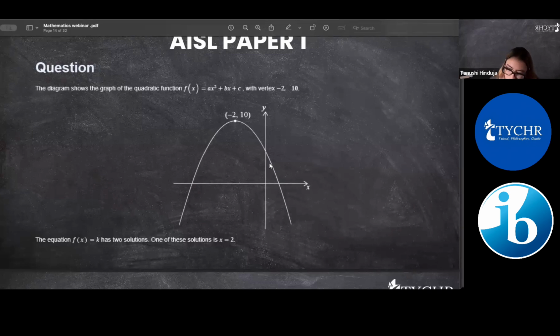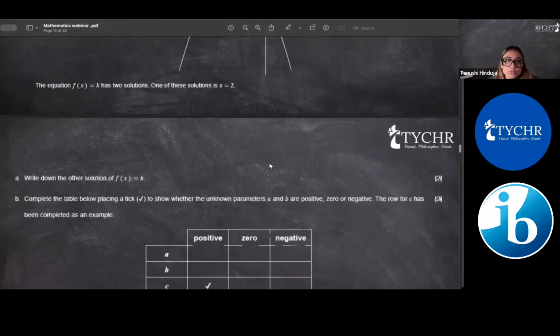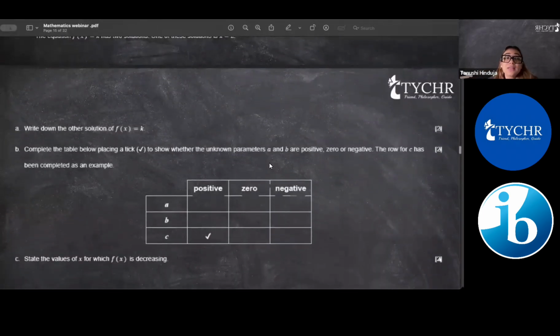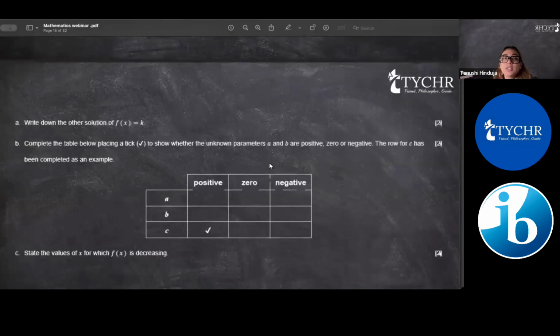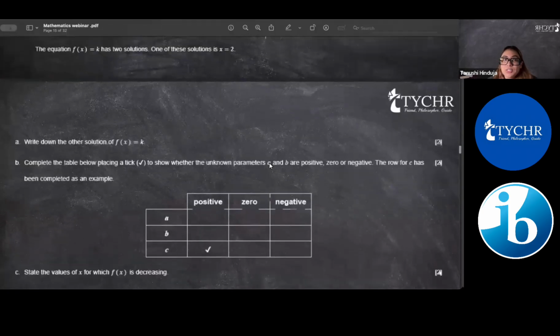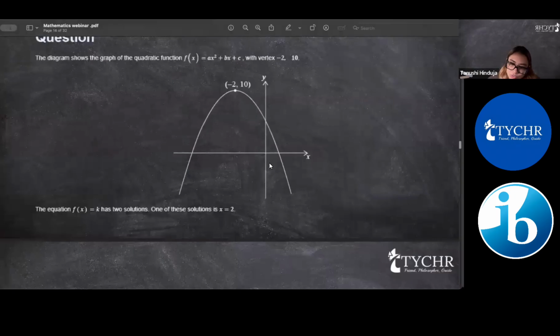So x equals 2 must be somewhere here, or it could be somewhere here. We don't know that. But that means there's a horizontal line which intersects at x equals 2. They're asking us to write the other solution of f(x) equals k. So here, we don't need to do any calculation. It's all about symmetry. So for example, if this is the line, and here is the point 2 where the line meets it, this is another point where it meets, and this is what we need to find.